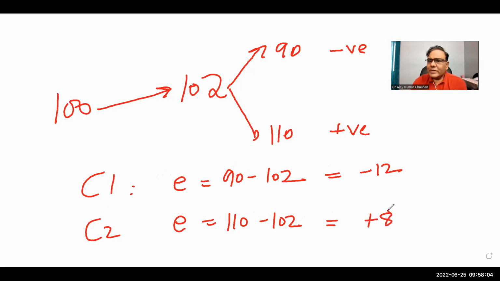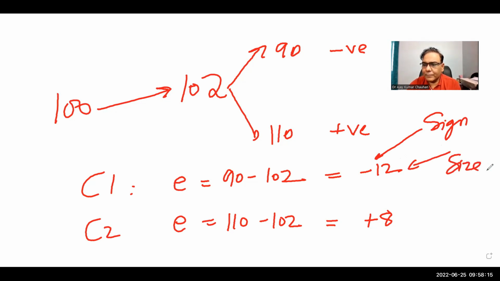As I already told you, the error term has two aspects: one is the sign and one is the size. The minus represents that there is some strong negative information in the market. There is some strong negative news in the market, because of which the market is down. And 12 means how much the market is reacting to the negative news. Minus 12, because it is quite high. So it means the magnitude of negative information is very high.